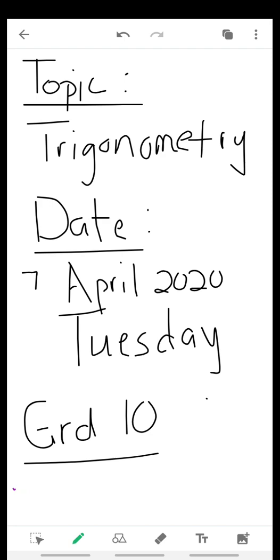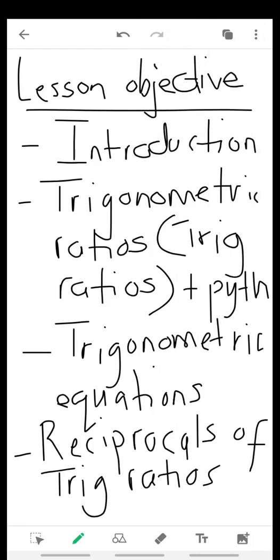Okay, now this topic, trigonometry, is dated for 7 April 2020 on a Tuesday, and the lesson is for grade 10s. Okay, however, grade 11s and grade 12s, this would be a good starting point for you to understand the basics of trigonometry. Okay, now let us look at the lesson objectives.